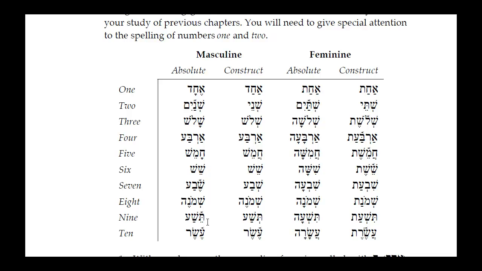Tesha is 9, and that reduces to a simple Sheva in the construct. And then Eser is 10. It's the same thing as the Segolate noun, so both the absolute and the construct are identical here.